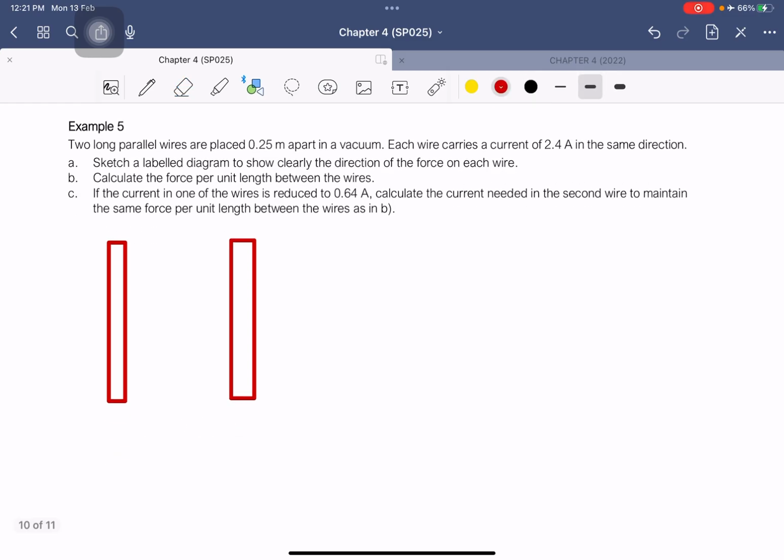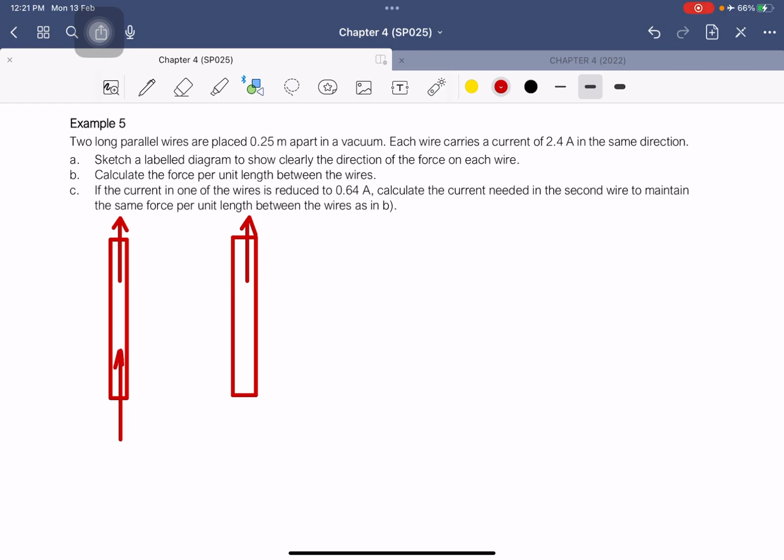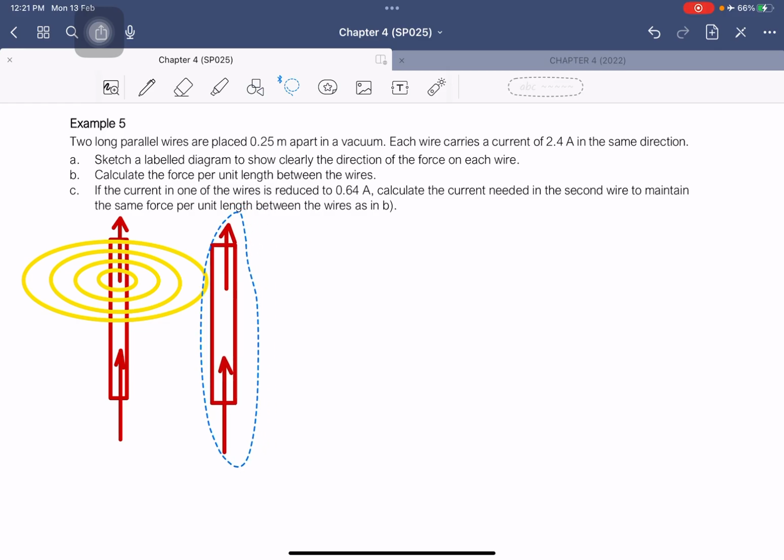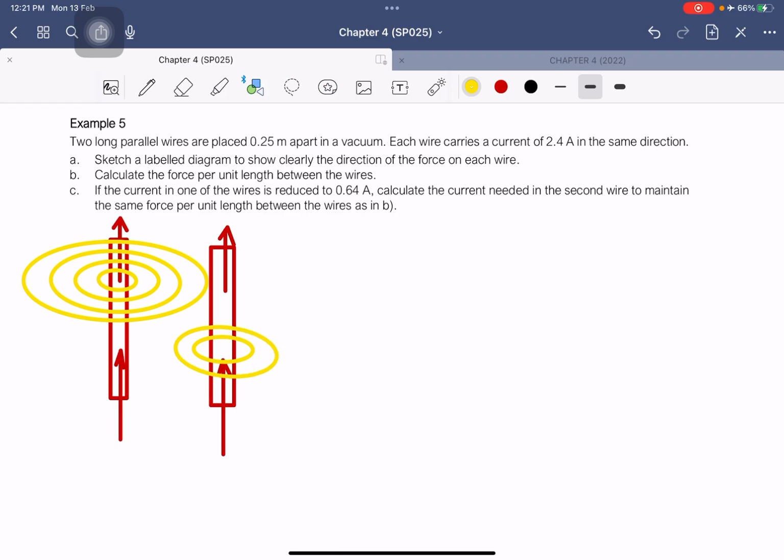Since the currents are in the same direction, we determine the direction of the magnetic force. I'm going to draw the magnetic field first. For the direction of magnetic field, you will use the right hand grip rule to find it. Then here again. We are going to be focusing on this point, and this point here. Now the direction is like this, and this one is also like this.